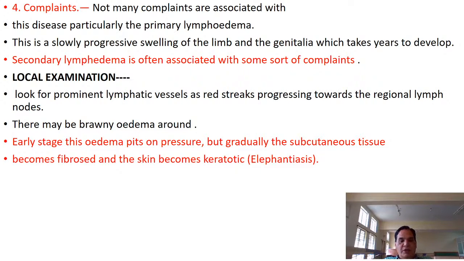Now local examination. In local examination, always look for lymphangitis. How does it look? A red streak progressing towards the regional lymph node. Remember, everything goes toward the lymph node. In the lower extremity it is the inguinal region, in the upper extremity the axilla, above the clavicle it is the neck. In case of extremities, there is a brawny edema. Brawny edema plus lymphangitis is classical of lymphedema.